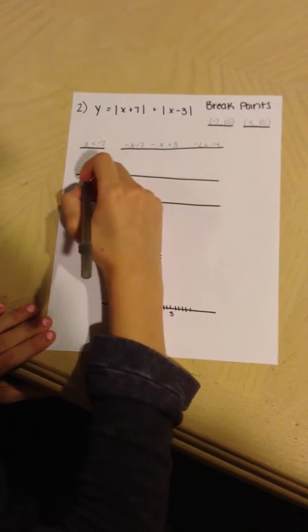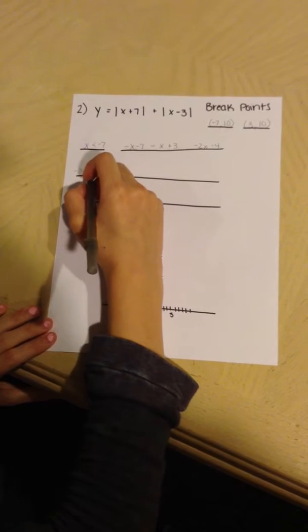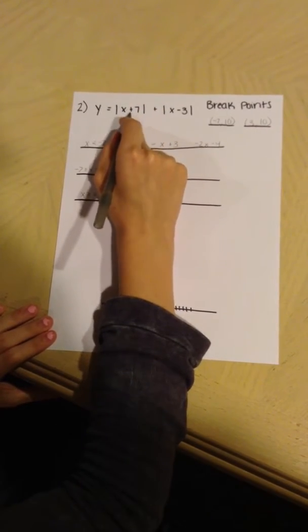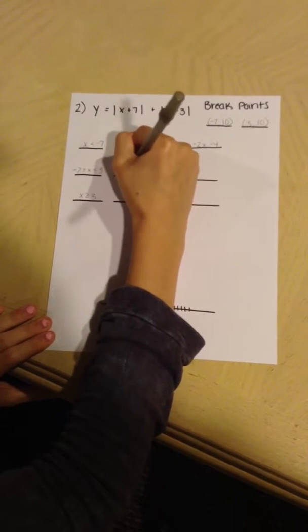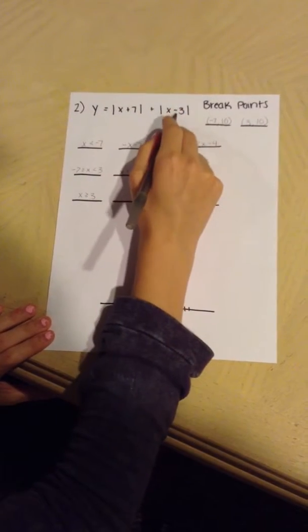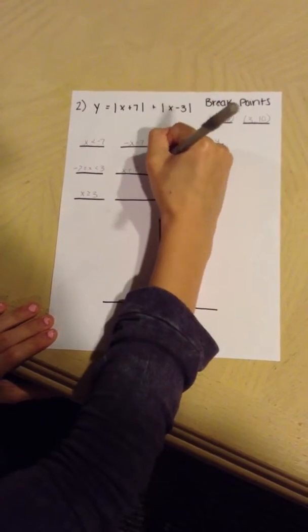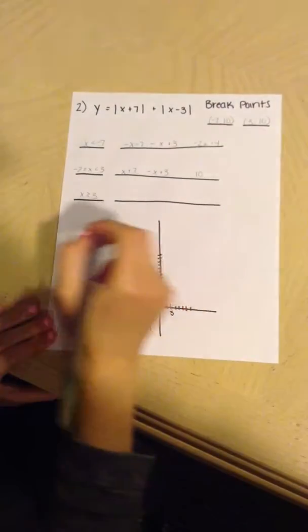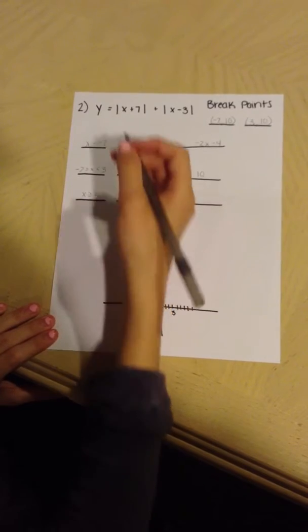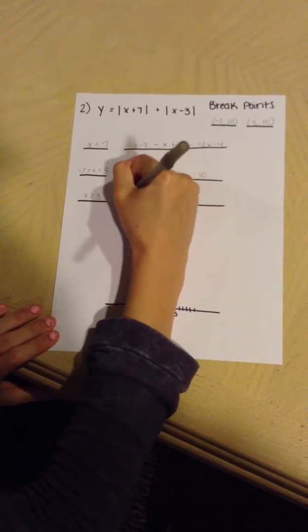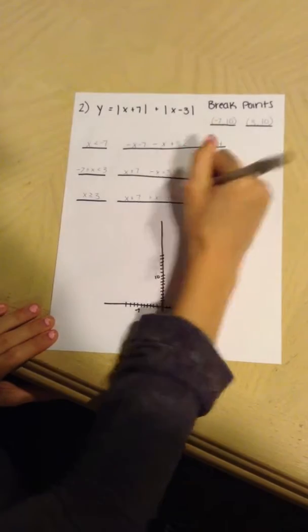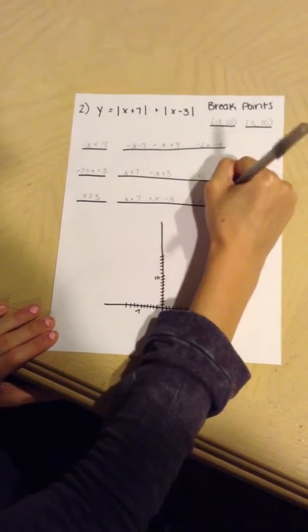For this one, at x being greater than or equal to -7, that's going to make this positive, so it stays the same, x plus 7, but this one's going to be negative, so minus x plus 3, and then you're just left with 10. And for this one greater than or equal to 3, they're both going to be positive, so it's just x plus 7 plus x minus 3, which gets you 2x plus 4.